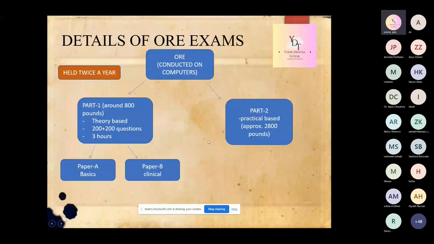It has 4 components, which will be discussed in detail later in this presentation by Dr. Jasmine, who is the mentor of our team. She teaches part 2 specifically. GDC charges £800 for conducting part 1, and for part 2 they charge £2,800. This £800 will be taken once you have got the slot in the exam, not before that. And GDC doesn't charge anything for the assessment of your application.